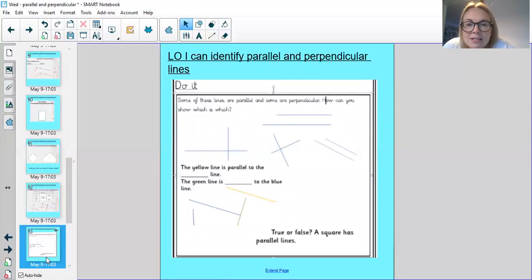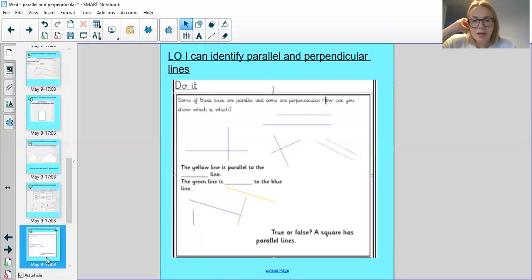Okay, so here's your do it. It says some of these lines are parallel and some are perpendicular. Show which is which. It's up to you how you show which is which. You could write the words parallel and perpendicular if you wanted to. You can make yourself a little key. Sometimes on parallel lines, we have 2 little lines like this to show that they are parallel. So you could do that on the parallel lines and maybe just circle the perpendicular lines or something like that.